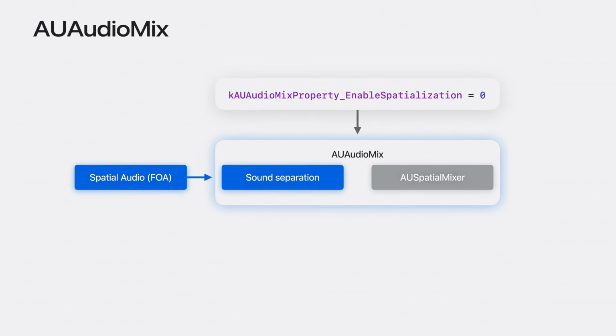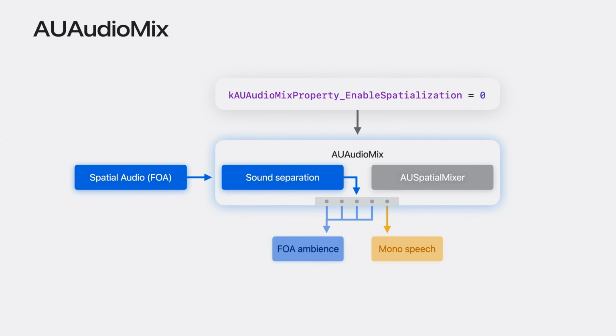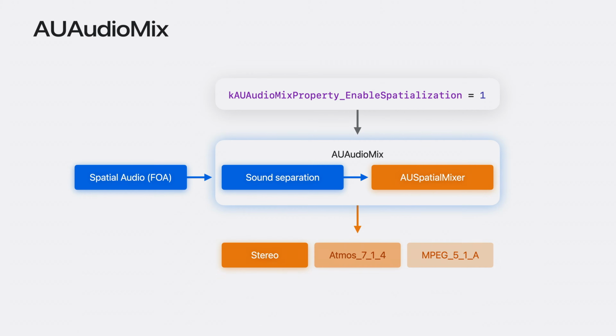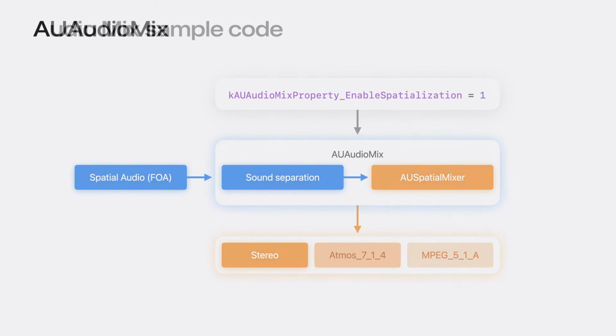Earlier, I mentioned the Enable Spatialization property. It's turned off by default, and in this mode, the AU outputs the 5-channel result of the sound separation. That is 4 channels of ambience in FOA plus 1 channel of dialogue. With the spatialization property turned on, the AU supports other common channel layouts, such as 5.1 surround or 7.1.4.